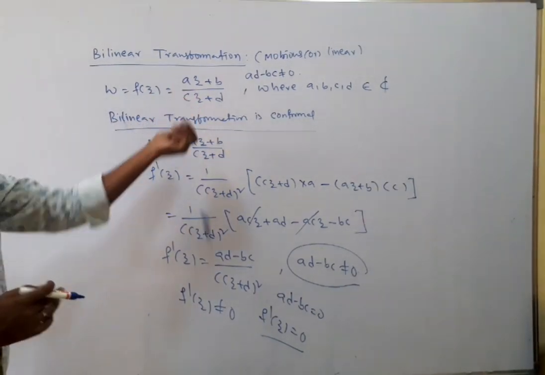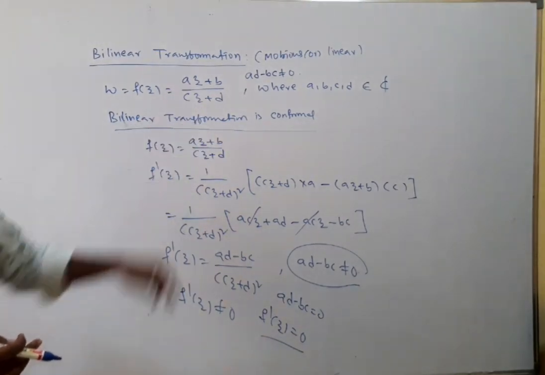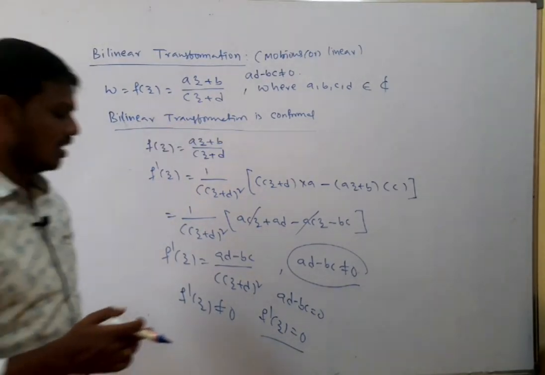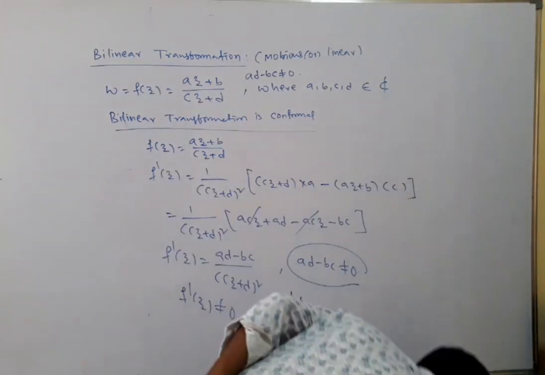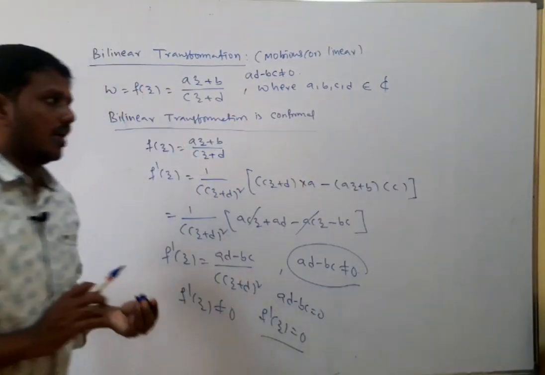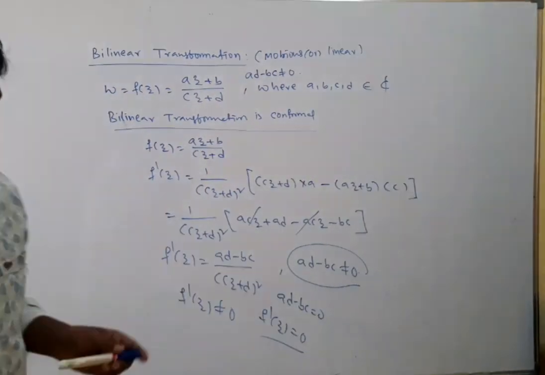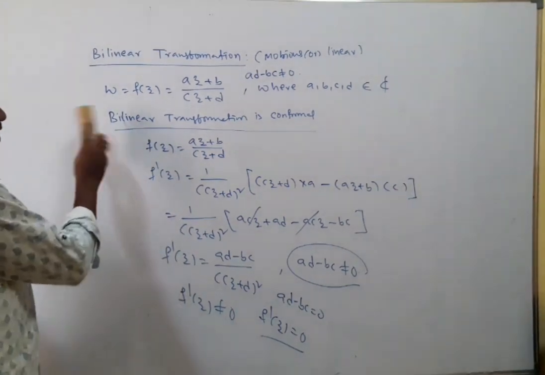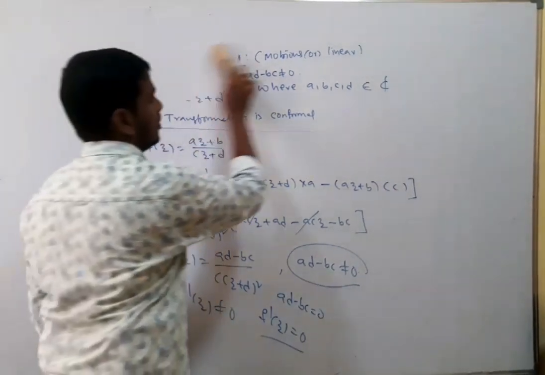The transformation is given like this: w equals az plus b divided by cz plus d. Just find ad minus bc. If it is equal to 0, then every point is a stationary point or critical point. Now this is the definition, and the bilinear transformation is conformal.